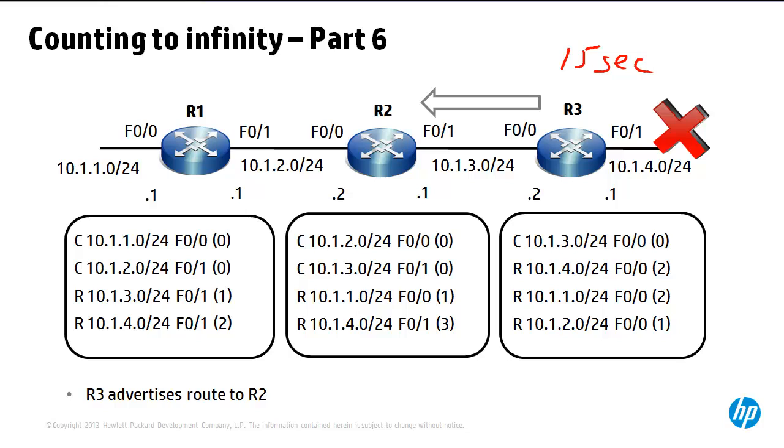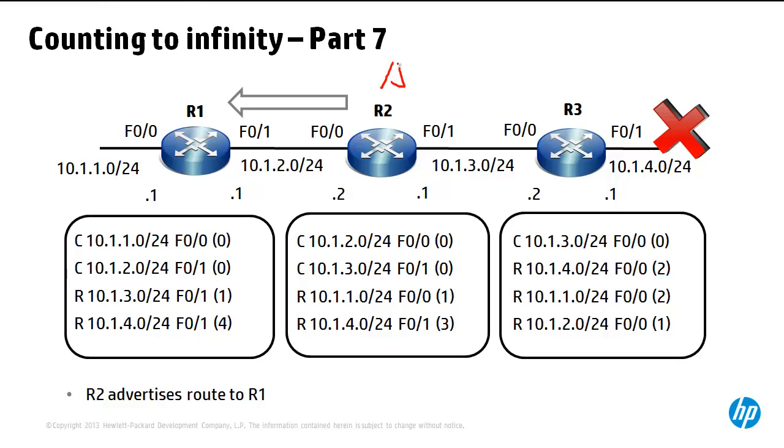informing router 2 about this network. Router 2 then updates its routing table. Notice it believes it can get to the network through FastEthernet 0/1, with the hop count being set to 3 now, because router 3 informed it about that network with a hop count of 2. So the updates are being advertised between router 2 and router 3. Router 2, 15 seconds later, will advertise that information to router 1. Router 1 updates its routing table, and now the hop count is set to 4.